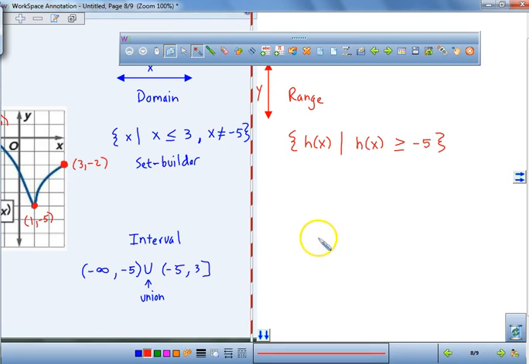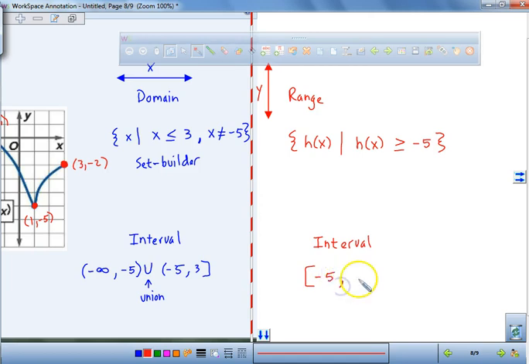In interval notation, I think it's actually even easier to write. In interval notation, we just say it starts where? At -5. And where is it traveling? It travels up and up and up and up forever to infinity.